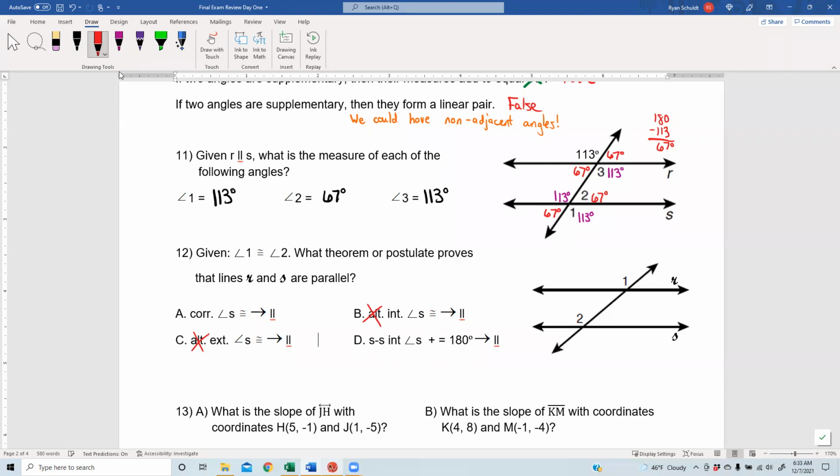Now, are they both inside the parallel lines? Are they both inside the railroad tracks? No, so they can't be same side interior because they're not interior. They're not both interior. One's in, one's out. That means these are corresponding angles. Corresponding means they're in the same corner, but on different parallel lines. 1 and 2 are in the same corner. One's on R, 2 is on S.